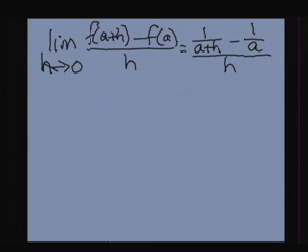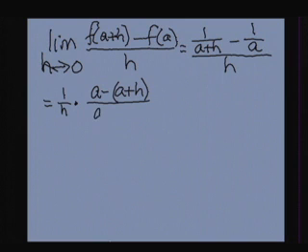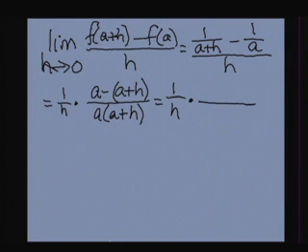Then we can simplify that to 1 over h times a minus parentheses a plus h over a times a plus h. Continuing along, we can simplify the top of this. We'd have 1 over h times negative h over a times the quantity a plus h. Of course, these cancel, leaving us negative 1 on the top there, which we can continue to simplify.